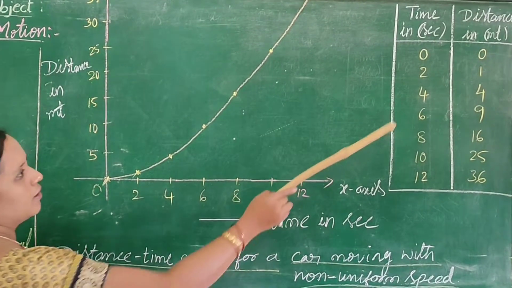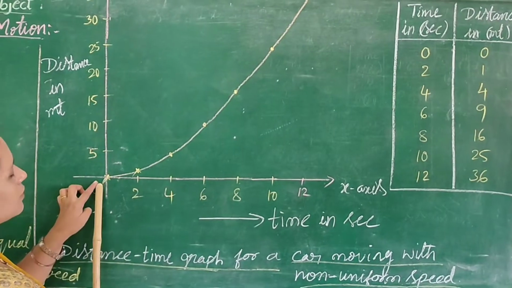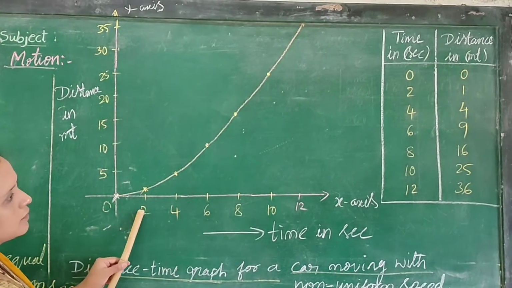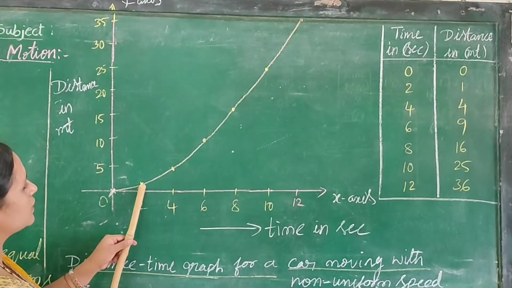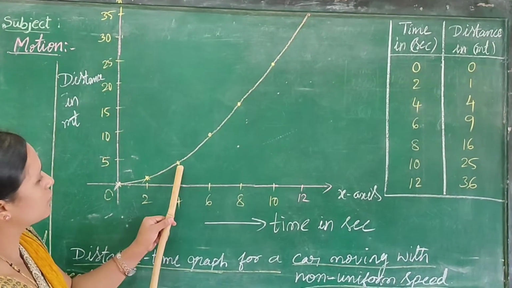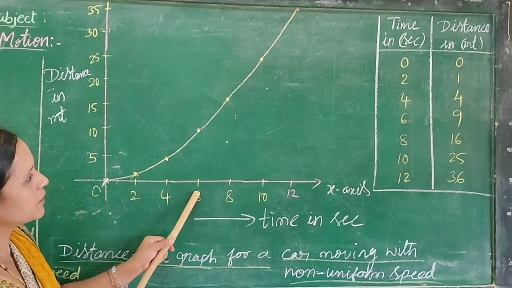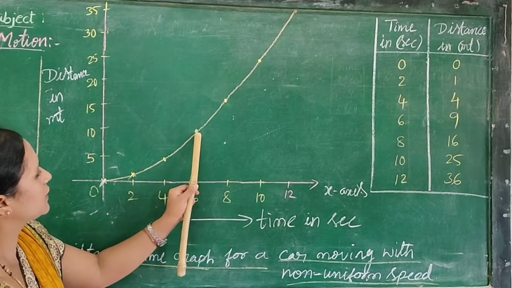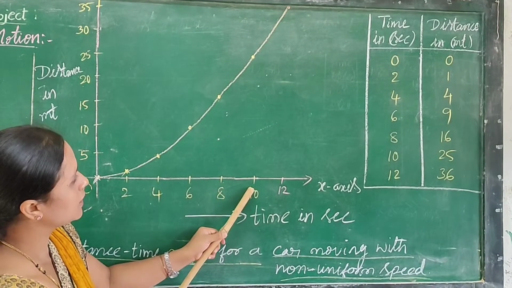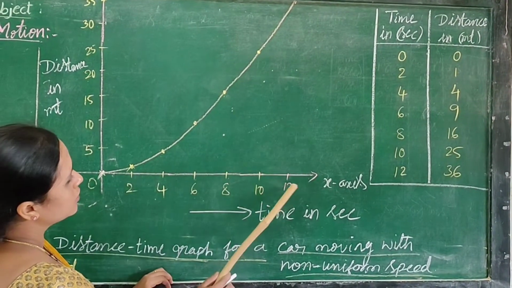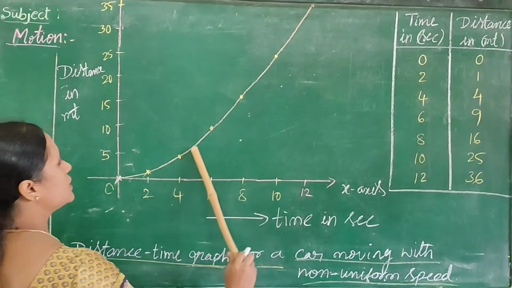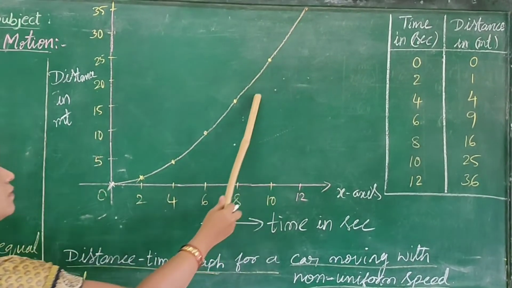Students, now I plot the graph. At 0 seconds, the car moves 0 meters, so it coincides with this point. At 2 seconds, the car moves 1 meter, so it comes below the 5. At 4 seconds, the car moves 4 meters. At 6 seconds, the car moves 9 meters, so it comes below the 10. At 8 seconds, the car moves 16 meters. At 10 seconds, the car moves 25 meters. And at 12 seconds, the car moves 36 meters. Now I join all these points, and I get this type of line.